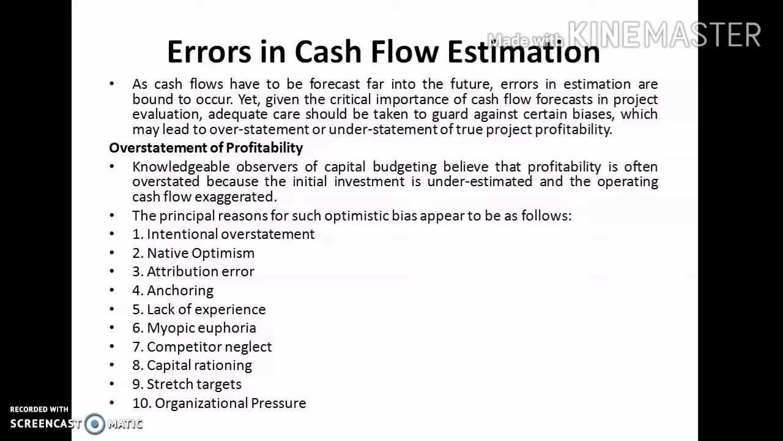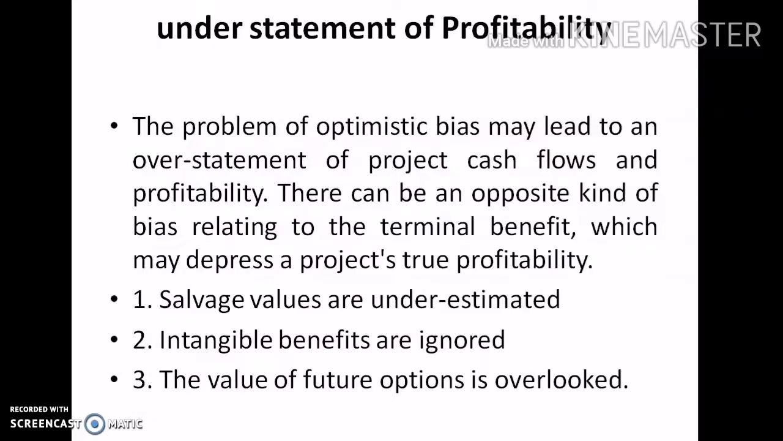And next we can move on to another important error, that is the understatement of profitability. The problem of optimistic bias may lead to an overstatement of project cash flows and profitability. There can be an opposite kind of bias relating to the terminal benefit, which may depress the project's true profitability. And the reason for understatement of profitability is that the salvage values are underestimated.